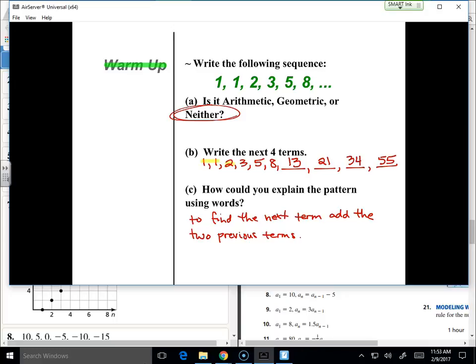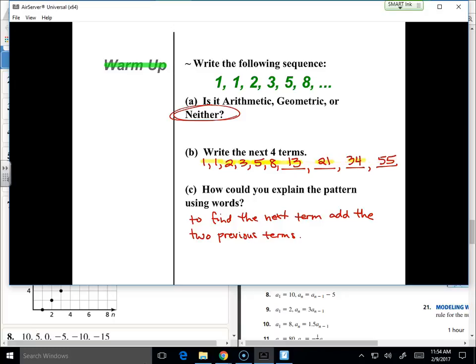So is 2 1 plus 1? Check it. Yes. Is 3 1 plus 2? Is 5 2 plus 3? Is 8 5 plus 3? 13 5 plus 8? Yes. 21 Yes. 8 plus 13. So every time to find a term, you have to add the 2 before it. So it's correct, right? Does that make sense?